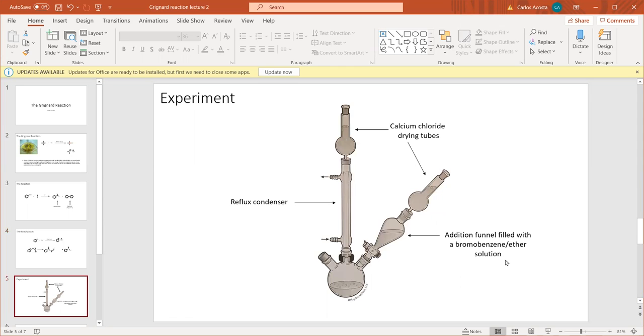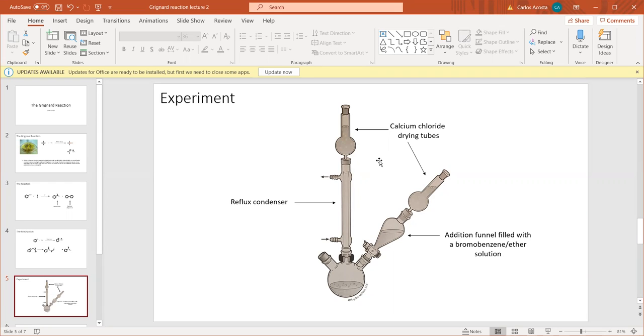Now, we do this by using this apparatus, and I've labeled the constituents. The first things that are new to us that we haven't seen are these drying tubes. These are filled with calcium chloride. In this diagram, it looks like it's filled with liquid, at least that's what it looks like to me. But calcium chloride is a solid and it absorbs the moisture in the air, so it prevents the moisture from coming into contact with our Grignard reagent.